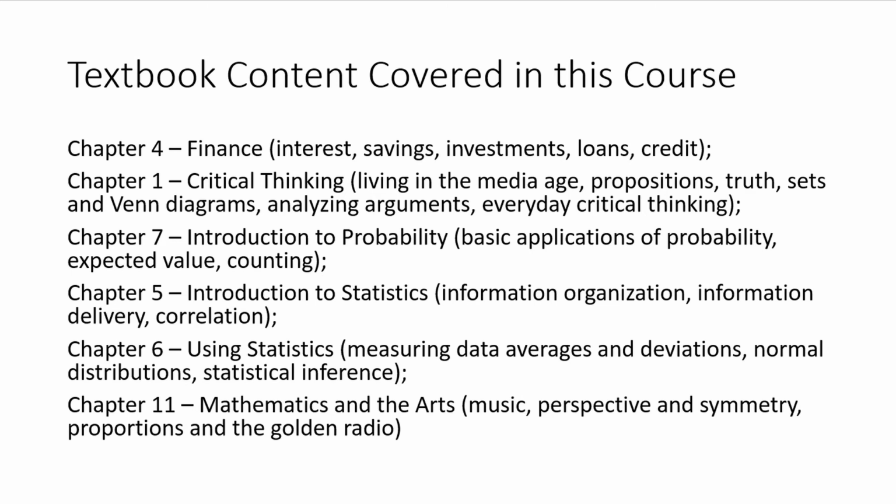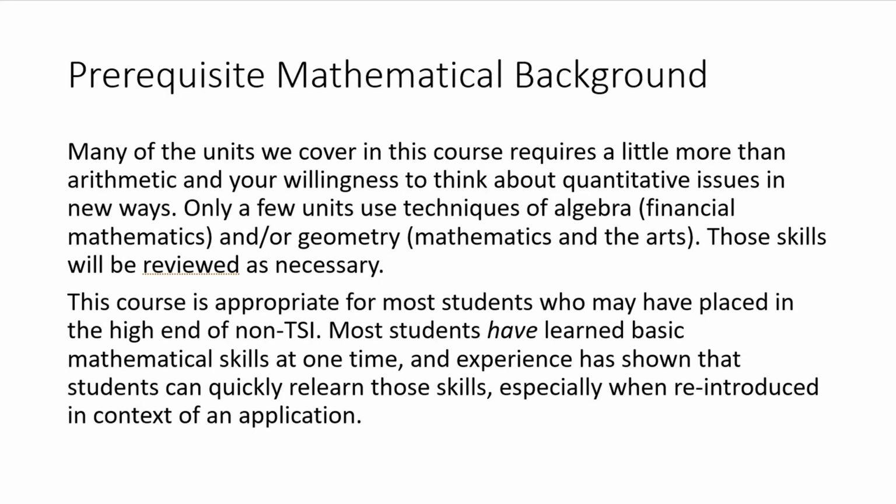Chapter 5 and Chapter 6 are combined into one statistics unit. Here, we're going to explore ideas like why are some of the polls so wrong, and how to make statistical inference, that is, draw or infer some results from data we've collected. And finally, Chapter 11 is mathematics and the arts. We're going to see how mathematics is integral to music and to visual arts.